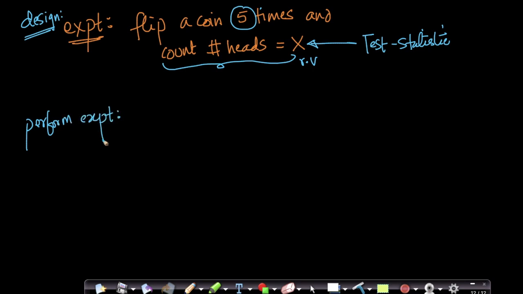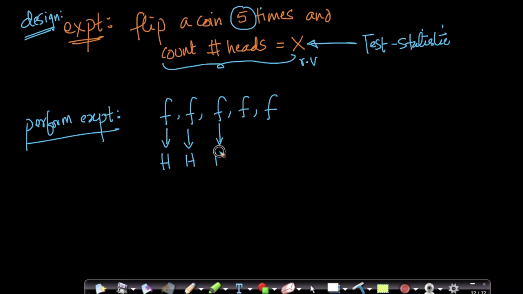When I perform the experiment, I'm flipping the coin 5 times. So let's say I flip 5 times. That's what I defined as my experiment. In the first flip, let's assume I got a value of head. In the second flip also, let's assume I got a head. Same heads. All the 5 flips, let's assume I got 5 heads.